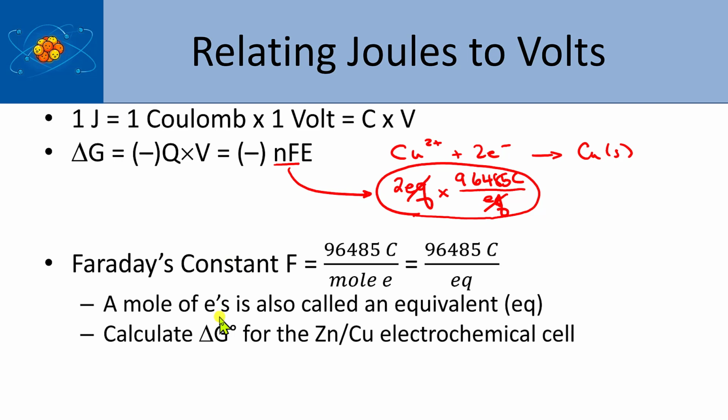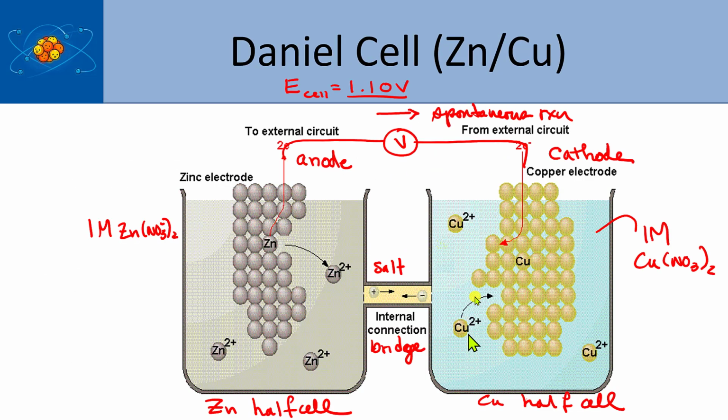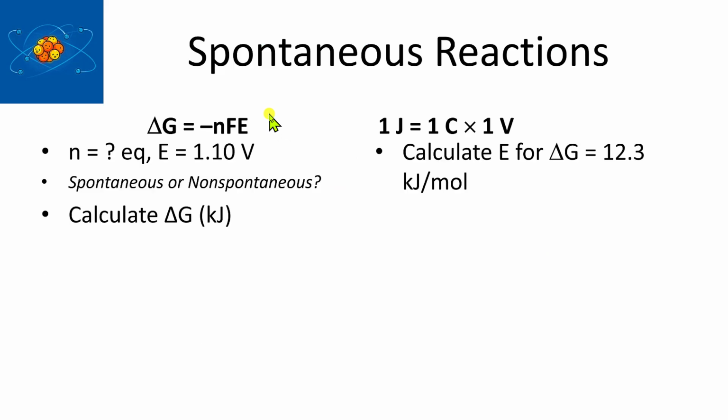So let's apply this relationship to the free energy of the Daniel cell, the zinc copper electrochemical cell, which we're looking at up here. When you measure this voltage, it's actually 1.10 volts. And so it says here, delta G is equal to minus NFE, right? We're going to calculate delta G of the reaction and then determine whether or not the reaction is spontaneous or non-spontaneous. And we'll do it in kilojoules.